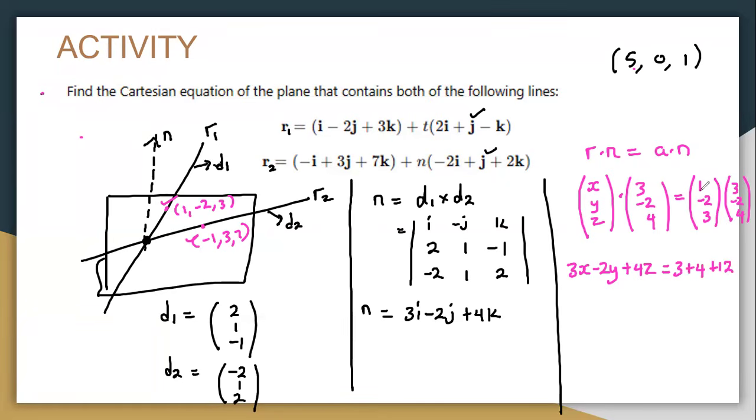I hope I've multiplied 1, negative 2, 3. This is 3, 4. 3 times 4 gives us the 12. So your equation of the plane now will be 3x minus 2y plus 4z is equal to 19. Kindly let me know whether we are okay up to that point.